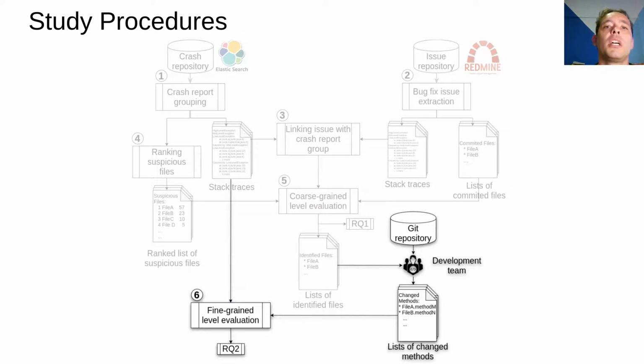What we did to answer research question 2. In collaboration with the development teams for each one of the identified files, we extracted the names of the methods that have been changed in the bug fix commits. After that, we checked whether those methods appeared on the list of suggested methods of our approach. Finally, we checked how many methods from each of the identified files were present on the stack traces of the respective crash report group.